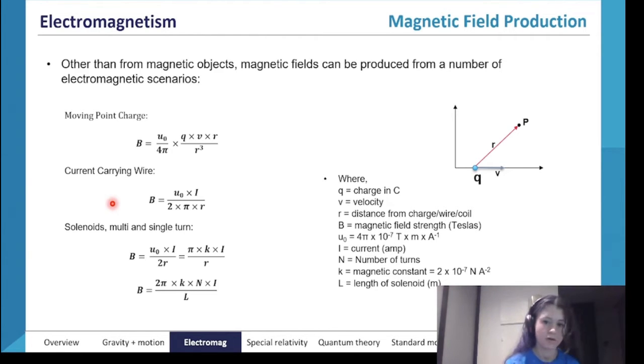So for solenoids, we need to find the magnetic field strength in the center of a solenoid, we're going to use this formula here. So we're going to have 2 pi times K, our magnetic constant, multiplied by the number of turns multiplied by the current through the solenoid divided by the length of the solenoid.